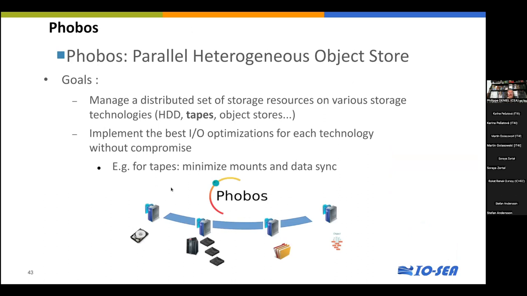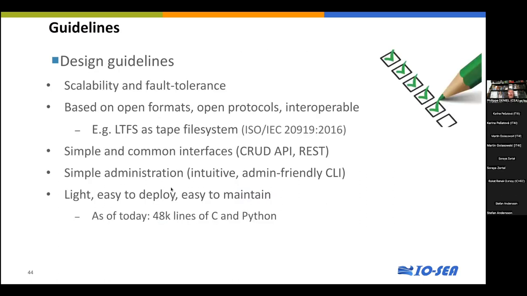Phobos stands for Parallel Heterogeneous Object Store. It's basically designed both for providing on-the-fly storage provisioning and an object store for tapes. It tries to implement I/O optimization for each technology, from tapes to disks. The guidelines of Phobos were first scalability and fault tolerance.